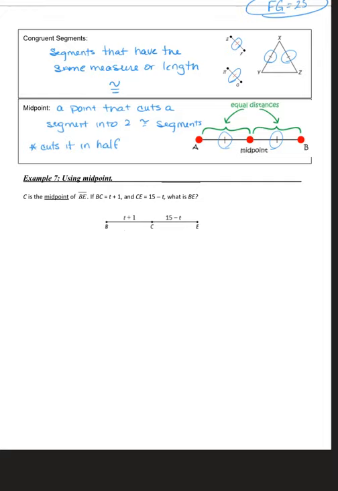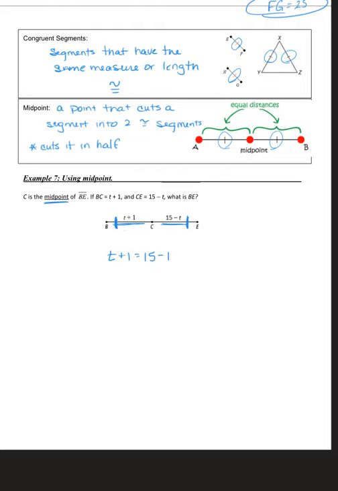So if I look at example 7, that one's going to use that concept. So it tells you that C is a midpoint. It tells us that BC, this piece here, is T plus 1, and it tells us that CE is 15 minus T. Now, since it told you C was the midpoint, we know that this piece and this piece are the same. They're equal. So I'm going to set them up to where they are equal to each other.